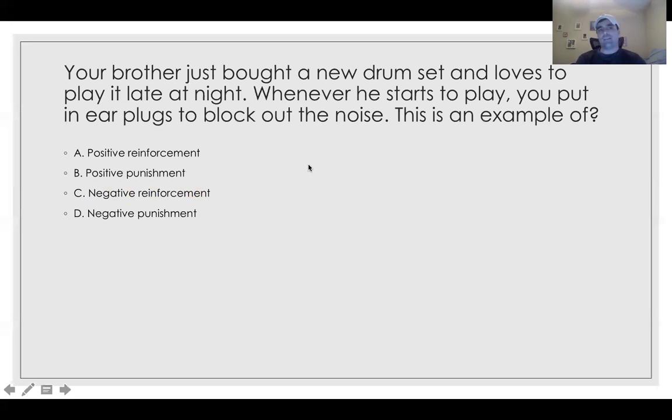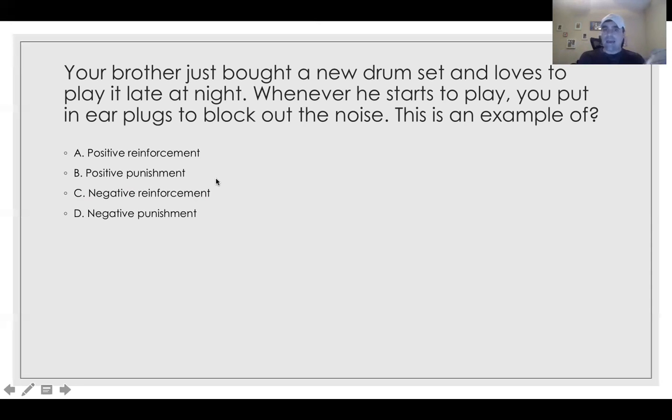So what's happening in this scenario? Your brother bought a drum set, okay? He starts to play. You put in earplugs, noise goes away. And you continue to put in earplugs in the future. Okay, hope you caught that. Your behavior of putting earplugs increases in the future. What do we know about behavior increasing? Is that reinforcement or is that punishment? It's reinforcement. So we immediately know this is an example of some type of reinforcement, okay?